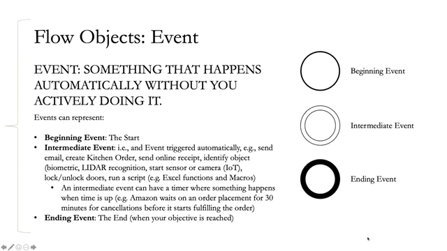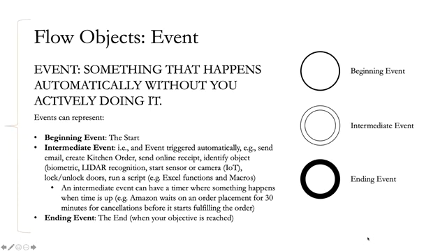That is the event that's triggered automatically, such as the minute you click submit, you create a send email. I think we may have talked about it, but when we order something on Amazon, the minute we click submit order, it goes. And then it's a timed event because it sits. It's an intermediate event, so it can have a timer when something happens when the time is up. For example, Amazon waits on an order placement for 30 minutes for cancellation before it starts fulfilling the order.